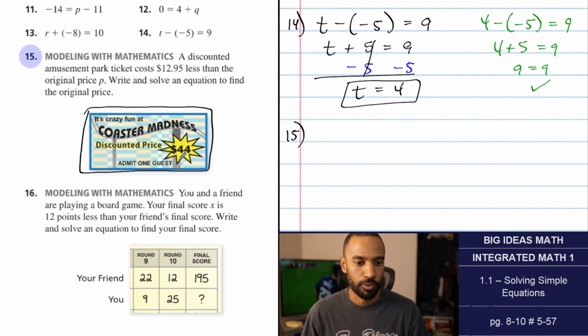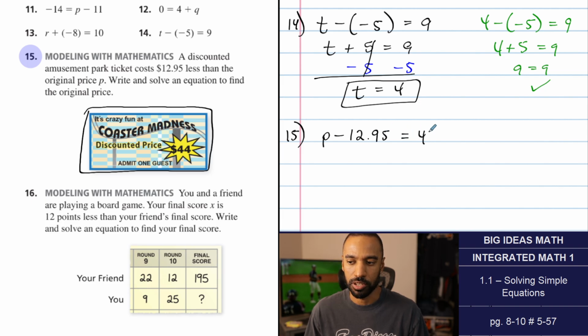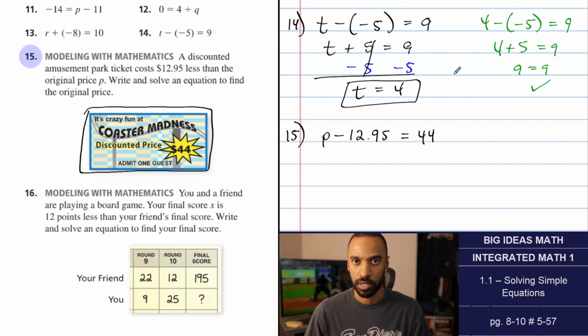The discounted price is $44. This is after we subtracted; it says less than the original price. So if P is the original price, we're going to discount $12.95 from the original price, and now we are at the discounted price of $44. That's the equation that we're writing, and then we use that to solve.